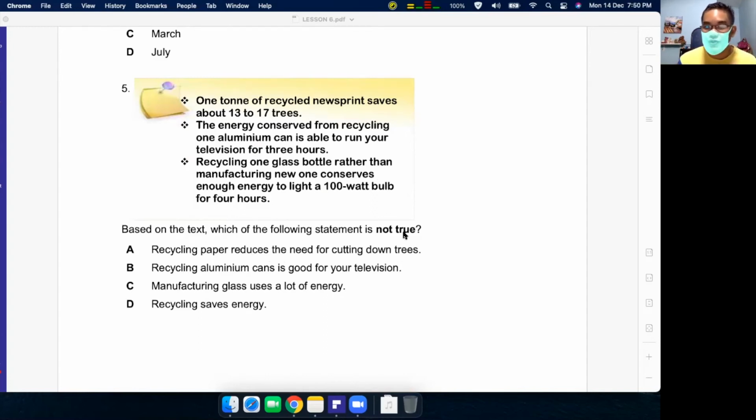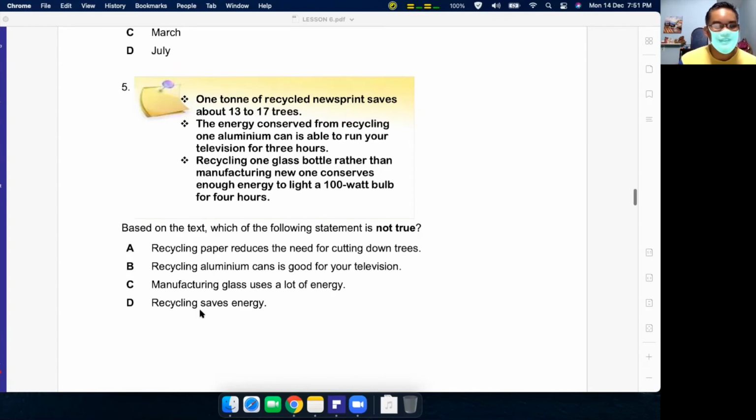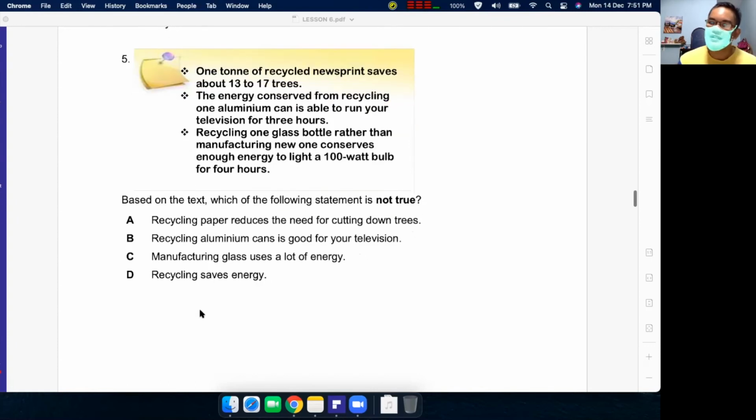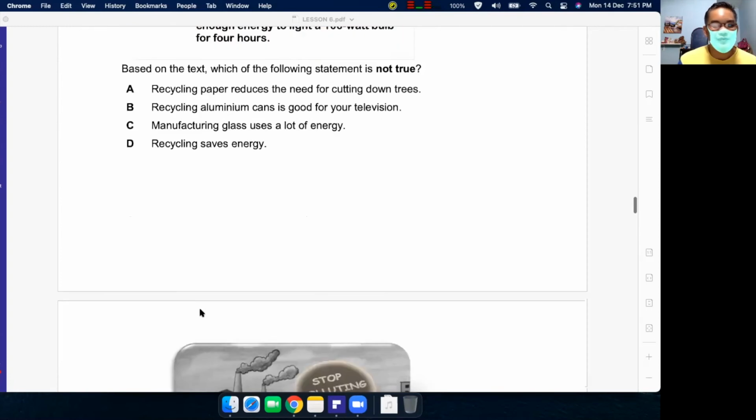Is it not true? B. Recycling aluminum cans is good for your television. Right? Recycling aluminum cans is good for your television. C. Manufacturing glass uses a lot of energy. And D. Recycling saves energy. It's a bit of a trick here. Try to answer. If you have any questions, head on to the WhatsApp group.